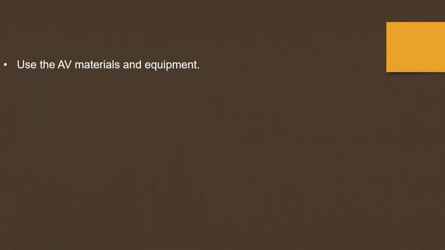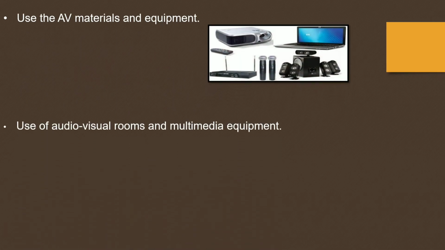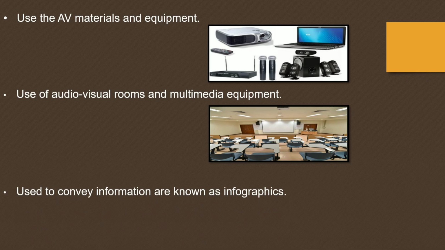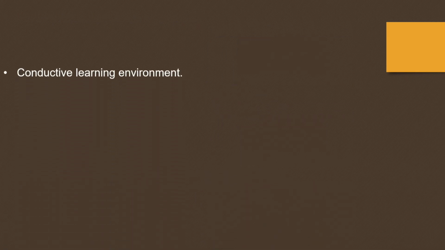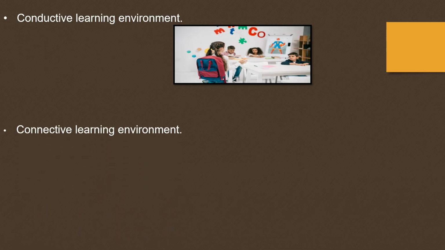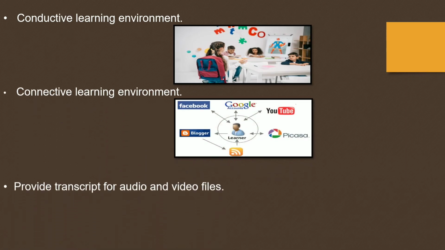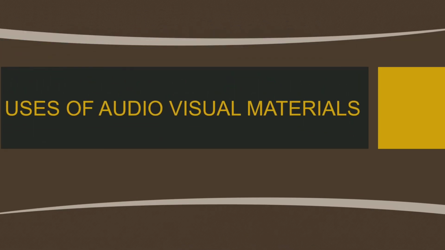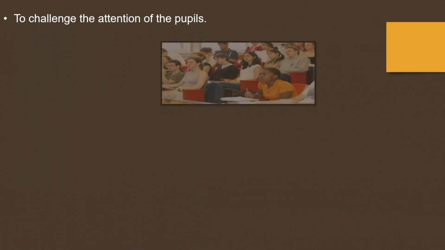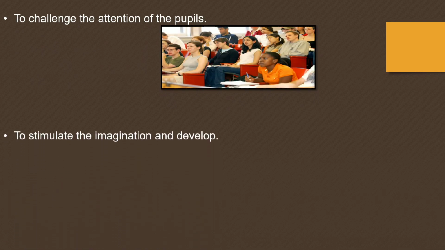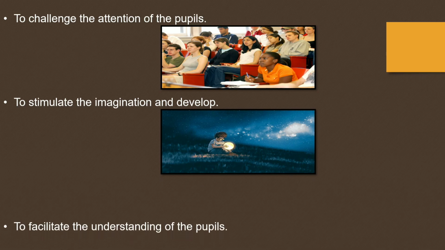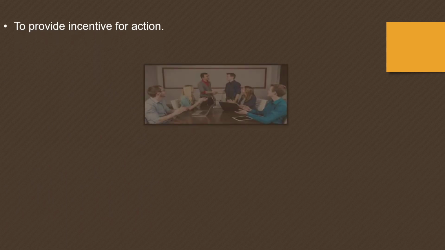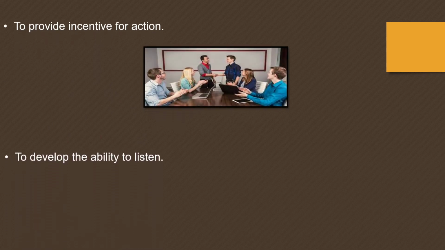First is to use the audiovisual materials and equipment. Use audiovisual rooms and multimedia equipment to convey information, a conducive learning environment for your audience. Provide the users of audiovisual materials with these: first, to challenge the attention of the pupils. Second, to stimulate the imagination and development. Third, to facilitate understanding and to provide incentive for action. And lastly, to develop the ability to listen.